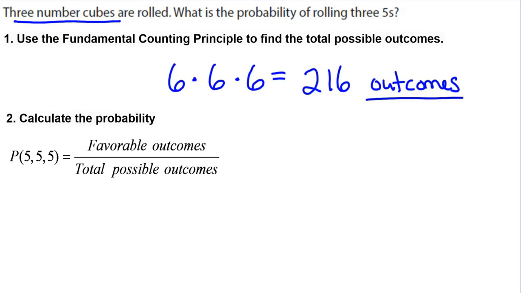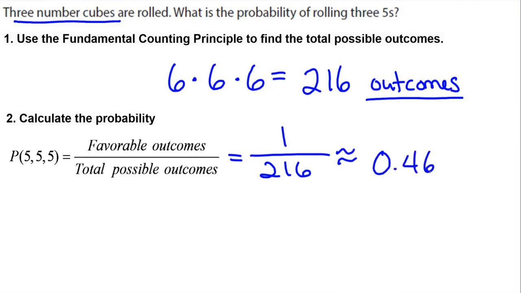Wow. Definitely don't want to have to list all 216 outcomes out. So again, thank you, fundamental counting principle. So I know my probability is out of 216 possible outcomes. Well, how many different ways can you roll 3 fives? How many ways could you make 3 fives with 3 dice? Well, there's only one way to do that. So our probability is 1 out of 216, which is very low. So that's approximately 46 hundredths of a percent. So almost half of a percent chance that you're going to roll all 3 fives when you roll 3 dice.